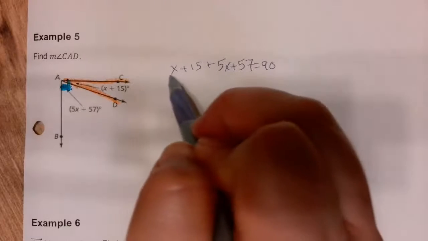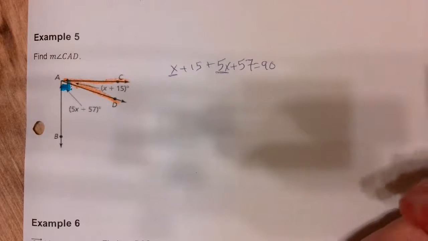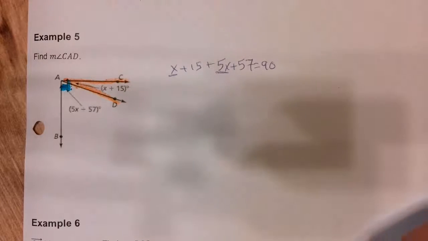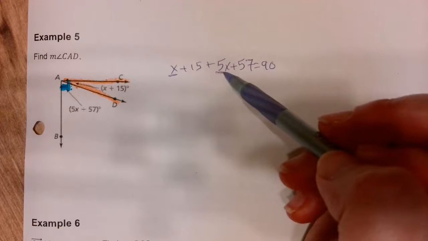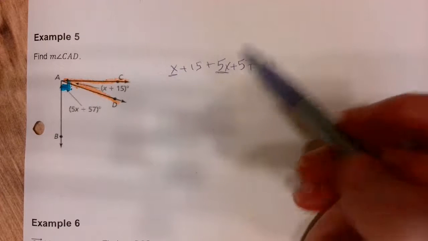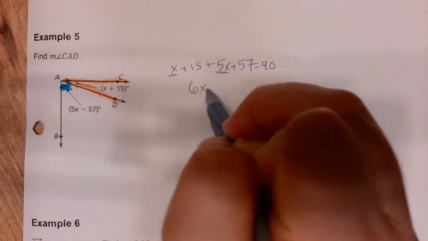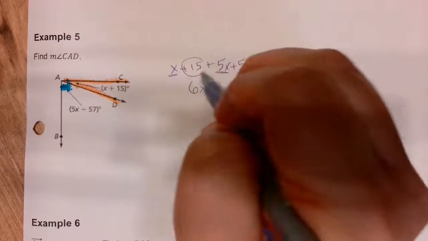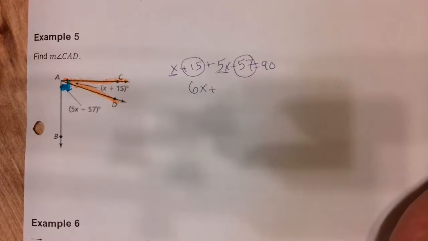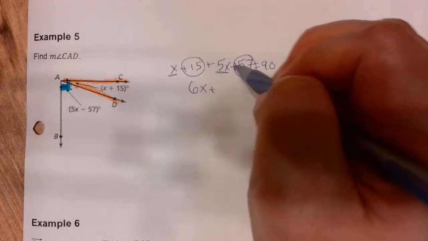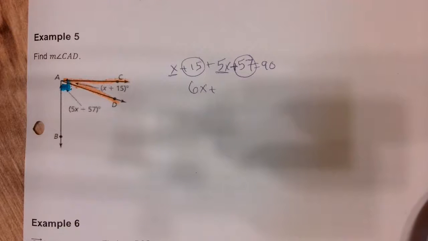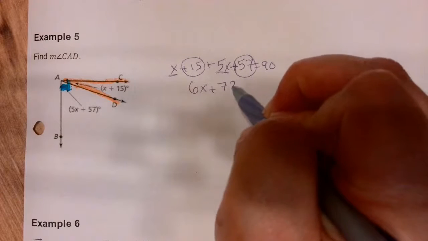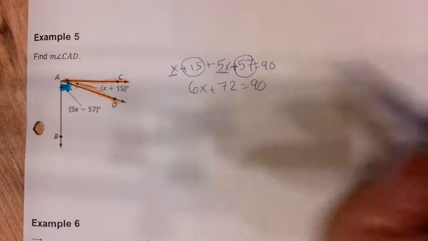Let's combine like terms. X plus 5x. Notice the x's are both on the left side of the equal sign, so you combine them. You do not subtract x from here and here. 1x plus 5x's is 6x. Same thing goes for the 15 and the 57. They are on the same side of the equal sign, so you combine them. 15 plus 57 is 72, and equal it to 90.